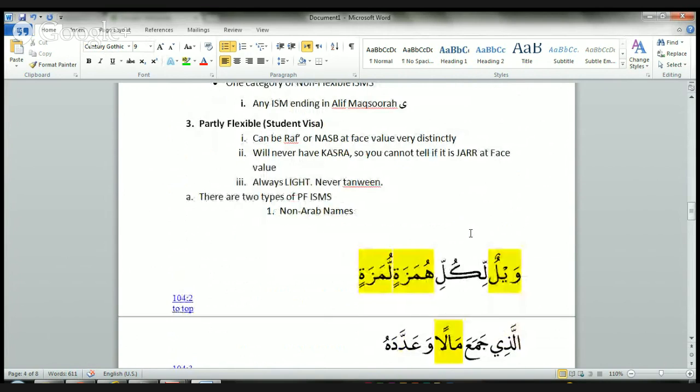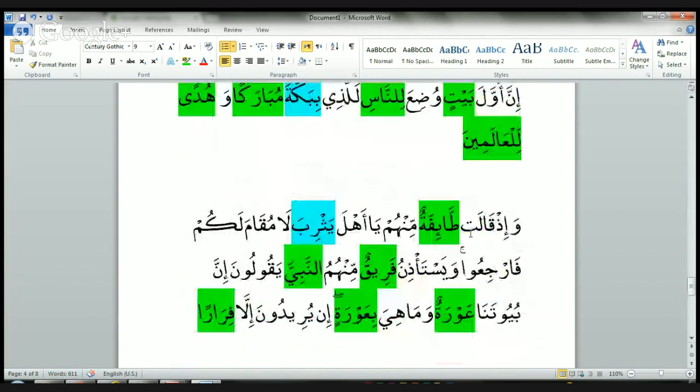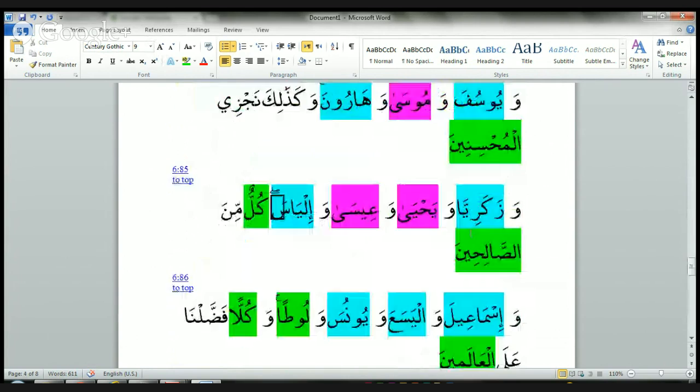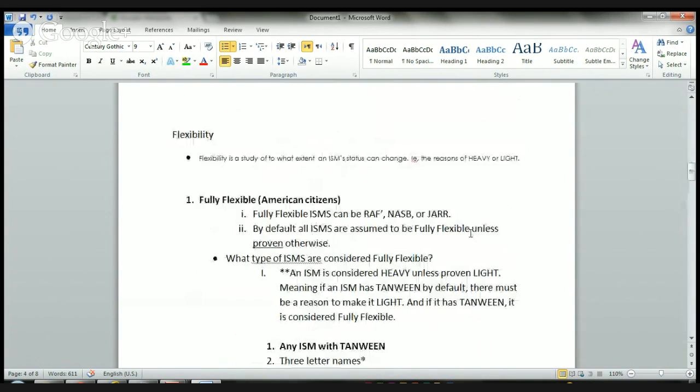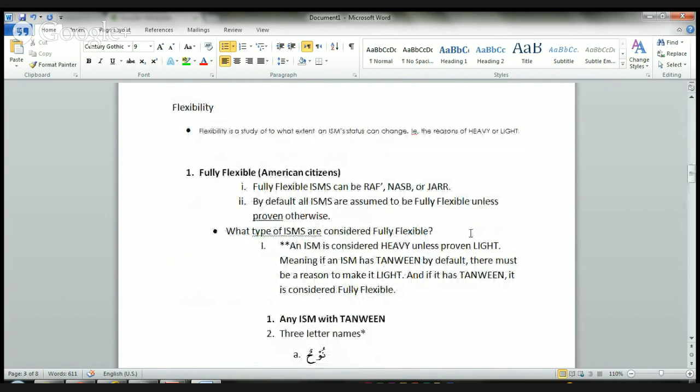And thirdly was partly flexible words, which we said can be rafa or nasab, but cannot be jar in plain sight. Now, can it be jar? Yes. In plain sight with a kasra? No. And it will always be light and never have tanween. We mentioned that. Now going back up, fully flexible isms.